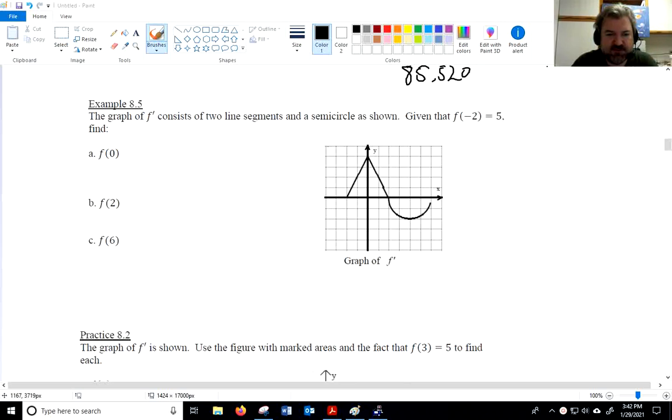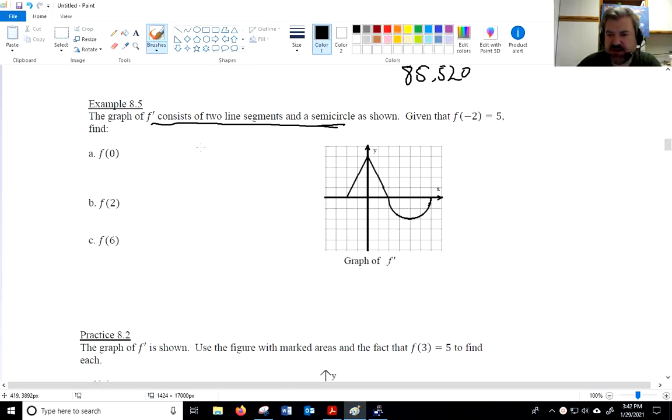All right, let's take a look at this problem. The graph of f prime consists of the 2 line segments and a semicircle shown. Given that f of negative 2 equals 5, find the following. This is kind of classic AP question stuff. They give you this kind of obvious statement here, like we can see. They just want to cover their bases, I think. Also, it's not really drawn very well. They want to make sure that it's clear that they're telling me what they are, even though they look like it, that I must be using a geometric formula. So just be aware of that kind of thing.